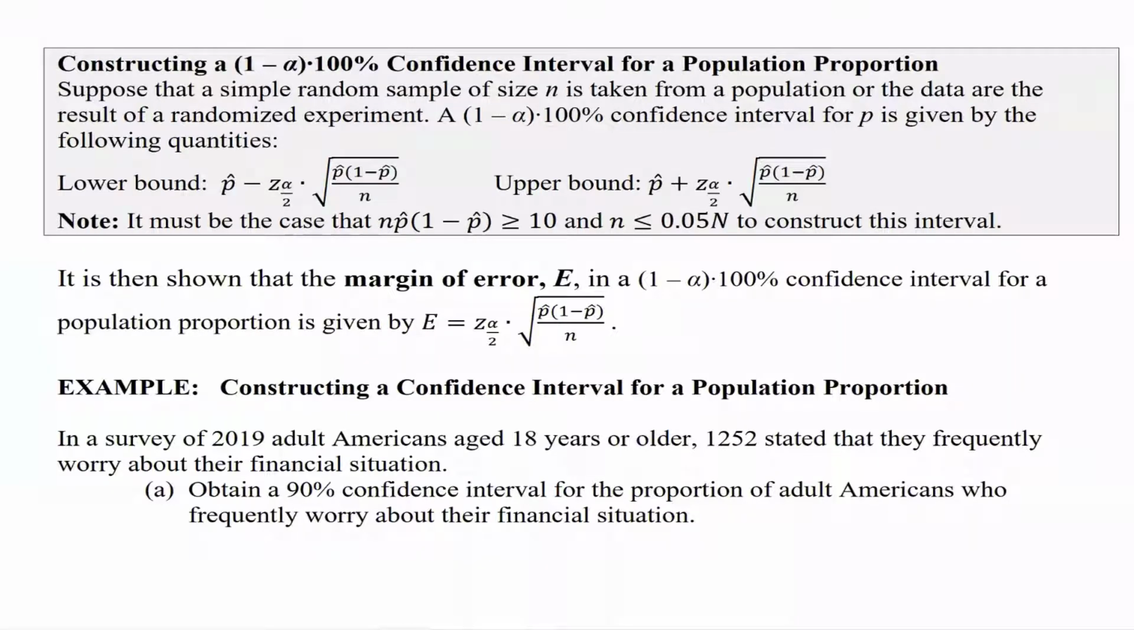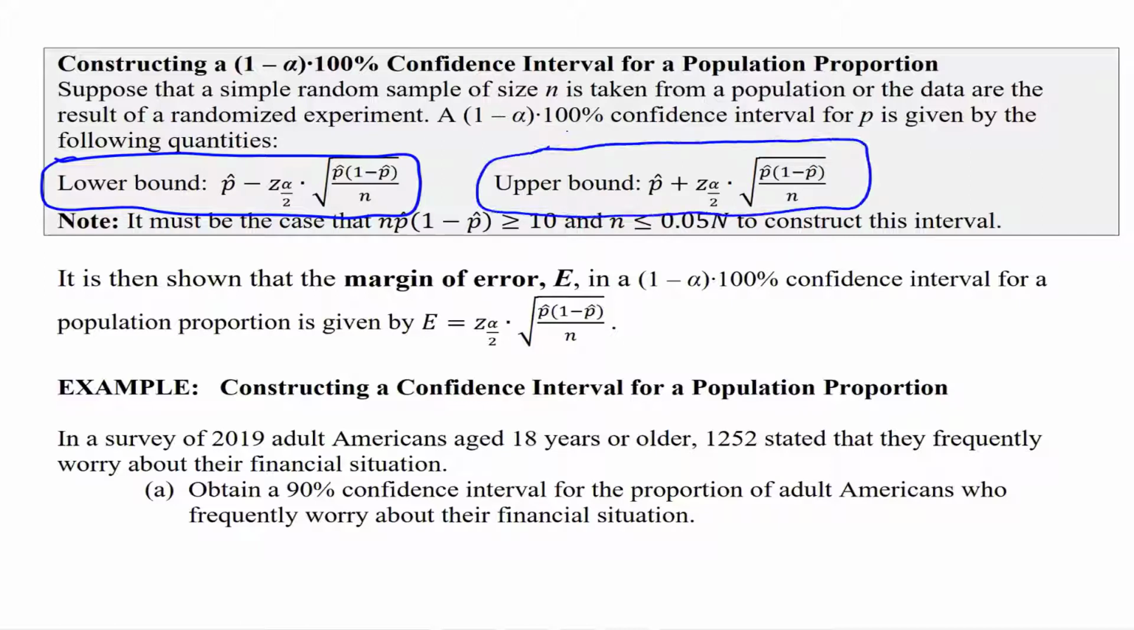This gray box gives you the computational formulas for constructing any confidence interval. The lower bound is p hat minus z sub alpha over 2 times the standard error, which is the square root of p hat (1 minus p hat) over n. And then the upper bound is p hat plus the critical value z sub alpha over 2 times the standard error, again the square root of p hat (1 minus p hat) over n.